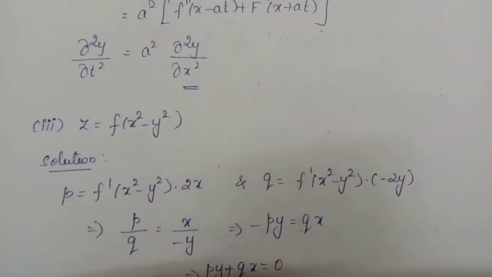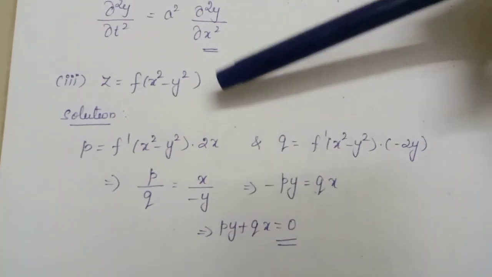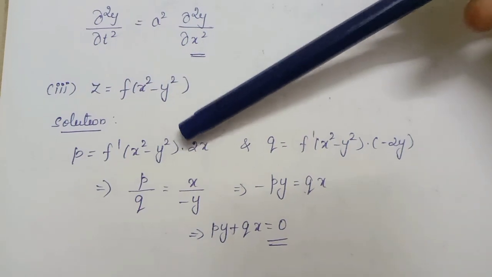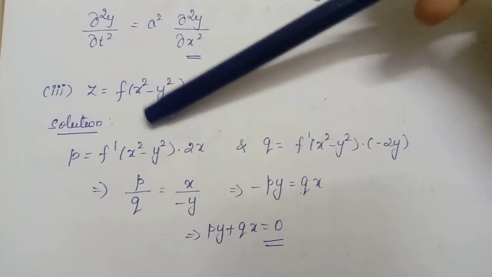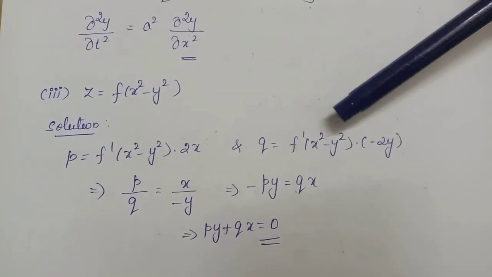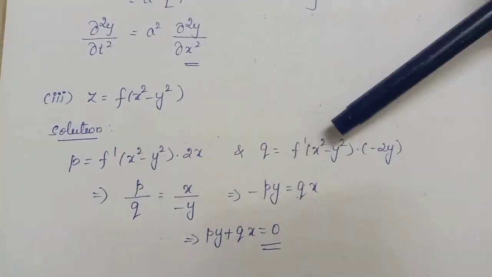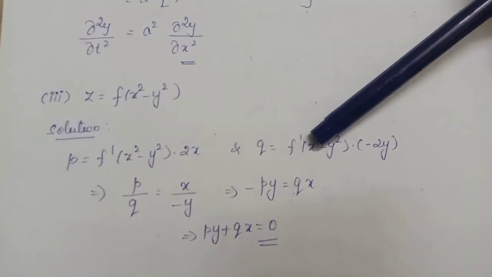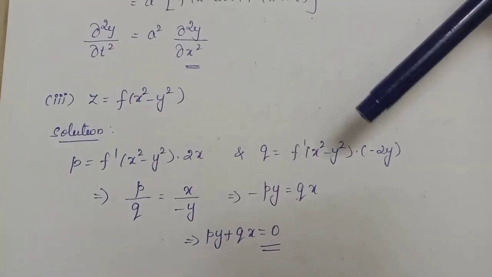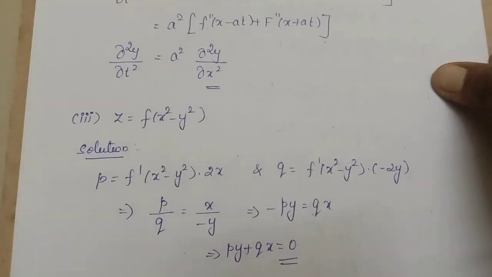The next problem, z equal to f of x square minus y square. So find p, that is dou z by dou x is f dash of x square minus y square into differentiation of this function is 2x. Okay, and q, that is dou z by dou y equal to f dash of x square minus y square into minus 2y. Now you see, by dividing these two equations I can get this f eliminated. So p by q equal to minus x by y. So what I get? Py plus qx is equal to 0.